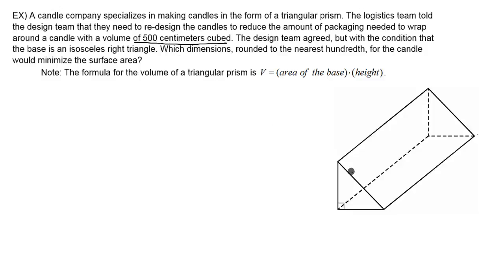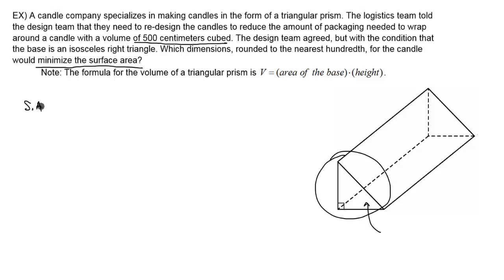Our candle is going to have a face or a base of an isosceles right triangle. So that is depicted right here. This is going to be your isosceles right triangle. What else do we know? Oh, we need to minimize the surface area. So whatever we do here, we have to design our candle so that our dimensions minimize this entire surface area.